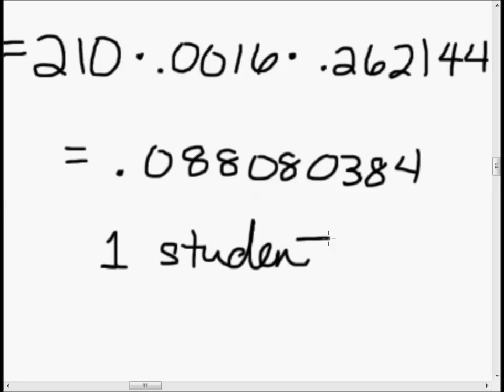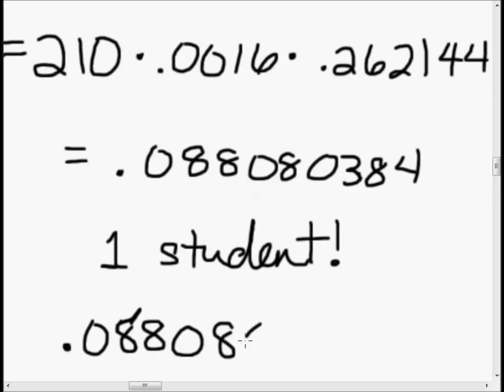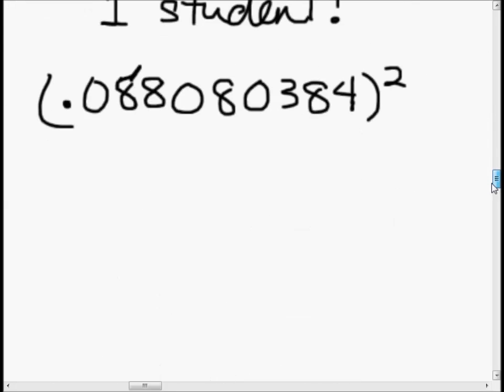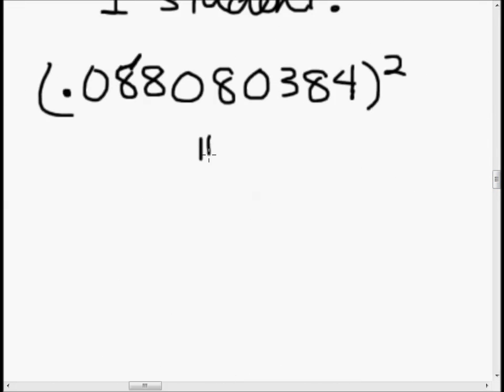So what do we want to do? Well, we want to square that. So 0.088080384 squared equals, let's see, I'm going to pretend that I did that math, but actually I plugged it into a calculator, 0.00776, and that is our answer.